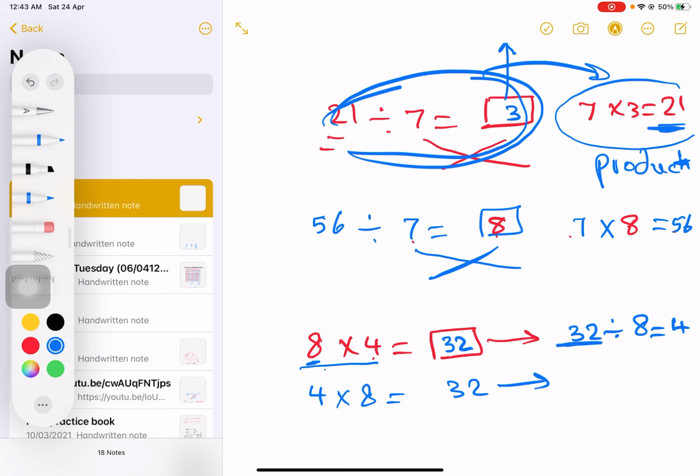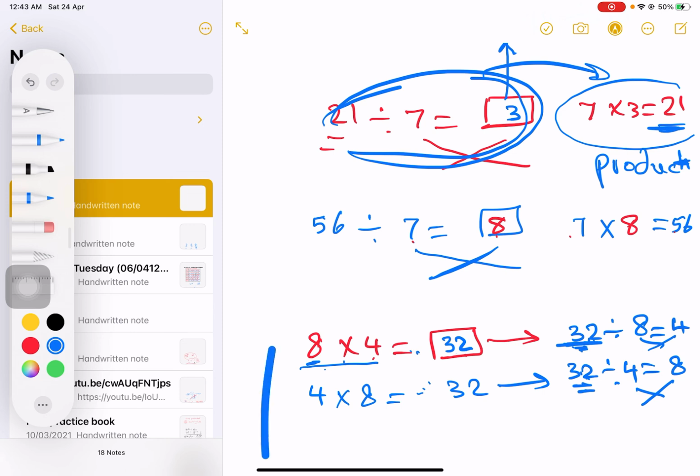Of course, I can also switch this division sentence, but I will start with the dividend. The dividend number here will not change. 32 divide 4, the answer will be 8. When you multiply this by this, you should get 32. So each multiplication sentence, I can do two division sentences. Each division sentence, I can do two multiplication sentences.